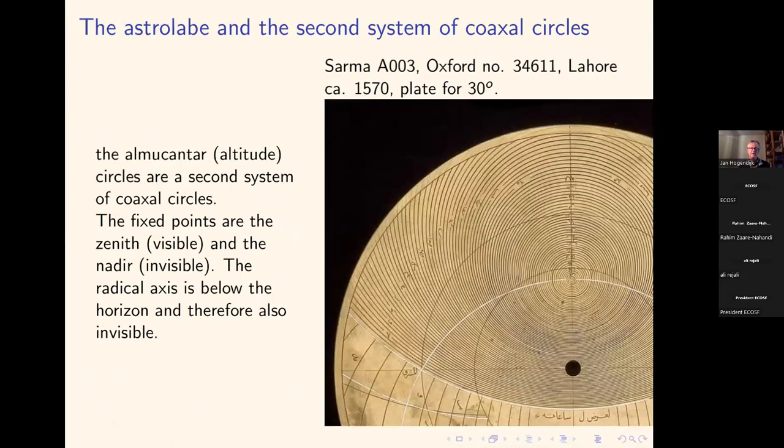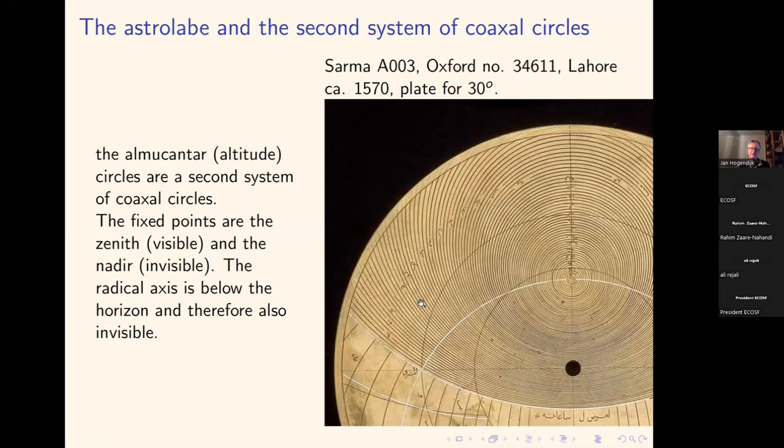Then the second system of coaxial circles, in my opinion, is more spectacular. It is this system of altitude circles around the zenith. The fixed points are again the zenith, it's visible, and the nadir, it's below your feet, it's invisible. The radical axis is also invisible. There is no straight line here, but if your plate is for the equator, then you will see the straight line.